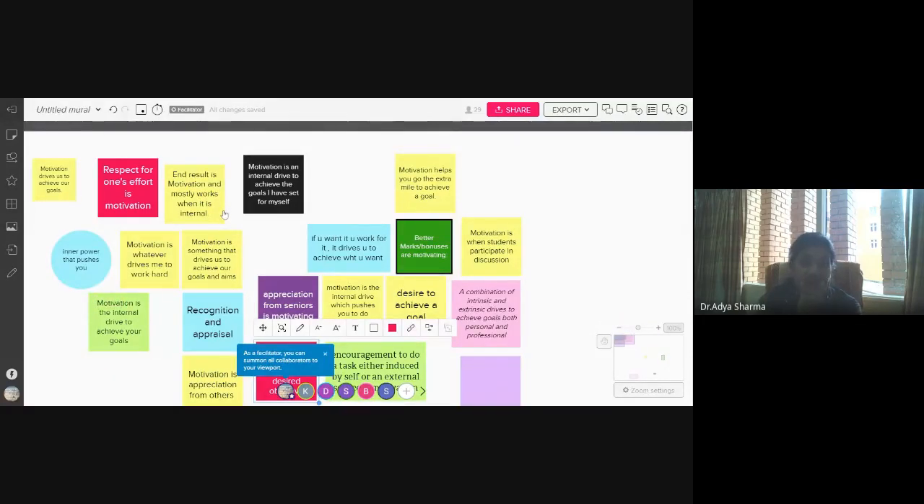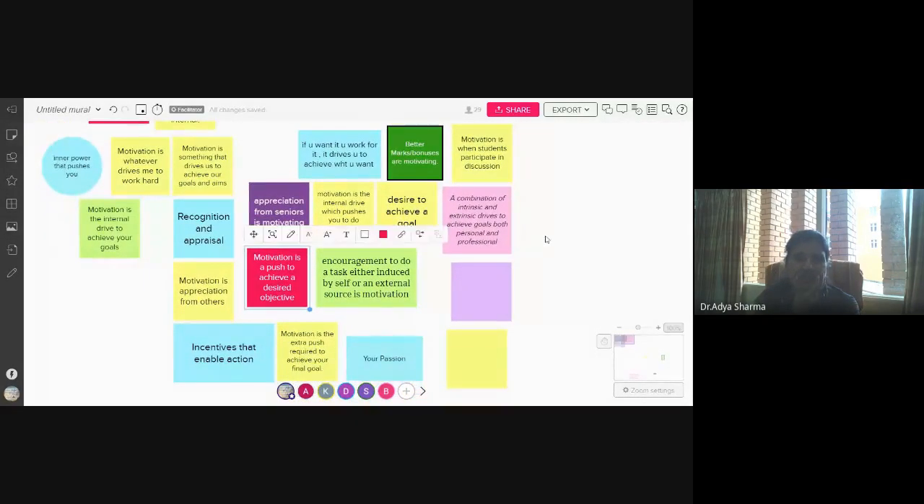As I see, someone says it drives us to achieve our goals. Respect for one's effort. Motivation is an internal drive, better marks, bonuses, a combination of intrinsic and extrinsic, desire to achieve a goal, appreciation for others, your passion. Okay, so I really appreciate all the definitions. They are a nice way of putting it.